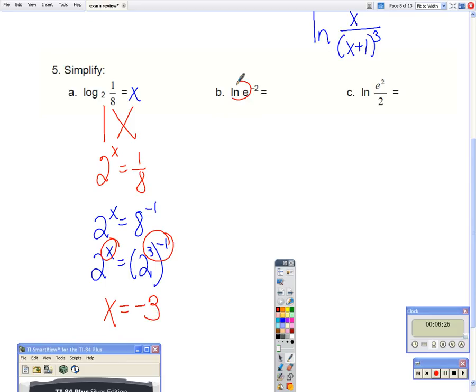ln of e, because these are inverses, cancel each other out, and our answer is -2. Before I can simplify c, I have to split it up. And again here, ln of e, so we're going to have 2 minus the ln of 2.